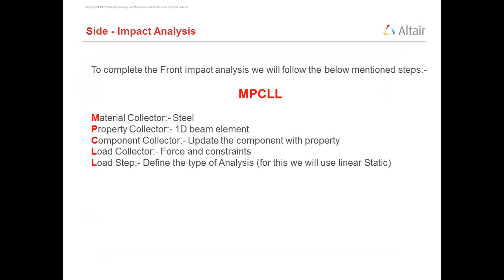So we'll go step by step. First we create material as steel. We define the properties of material as steel. Then we create a property collector for 1D beam element. In this I will create a hollow cross section using Hyperbeam, which is also embedded in HyperWorks tool. Then we update the component collector, which is already available due to the importing of geometry. Then we create load collectors via force and constraint.